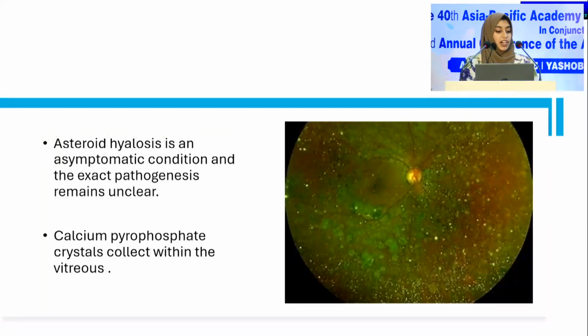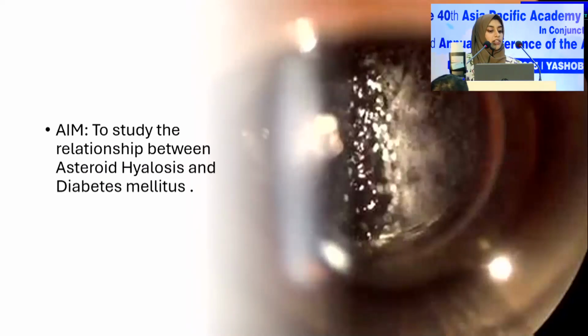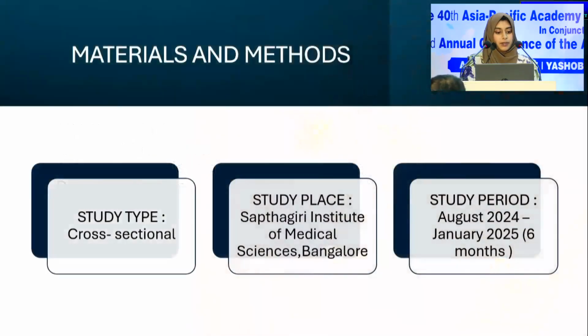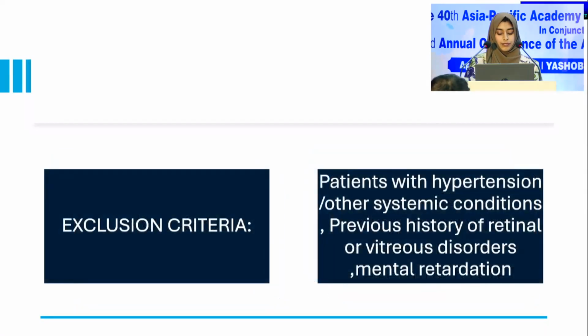It is an asymptomatic condition, and the pathogenesis is not clear. We see calcium pyrophosphate crystals which are collected within the vitreous. The aim of my study was to study the relationship between asteroid hyalosis and diabetes mellitus. It is a cross-sectional study which was done over a period of 6 months. Patients who were diagnosed with asteroid hyalosis were selected, and my exclusion criteria was patients with hypertension or other systemic conditions, previous history of retinal or vitreous disorders, or mental retardation.